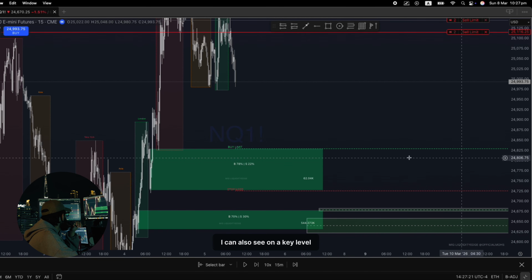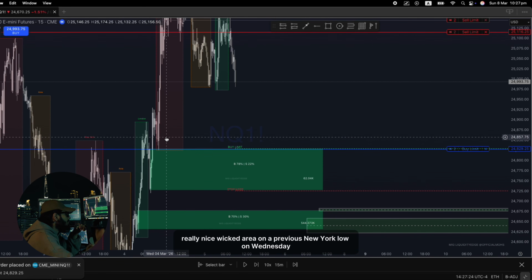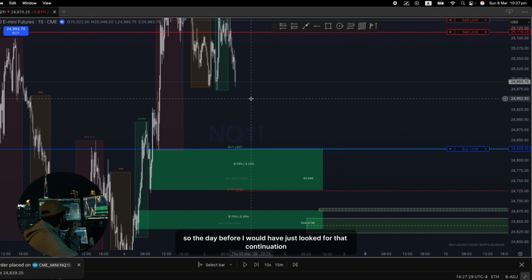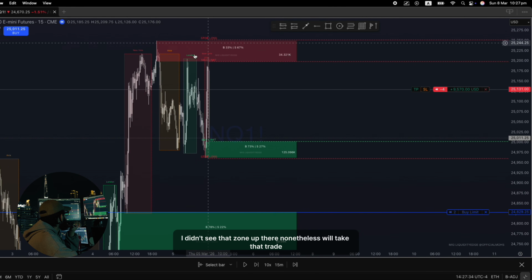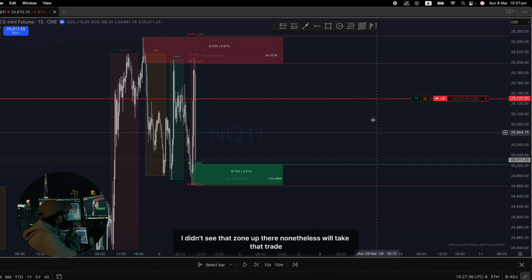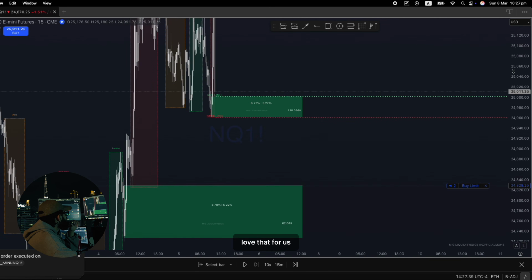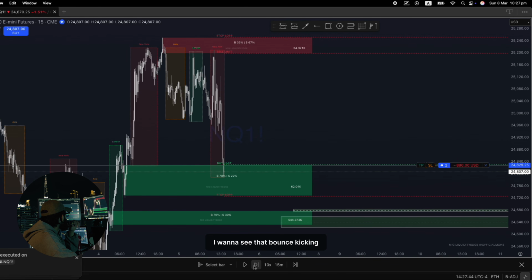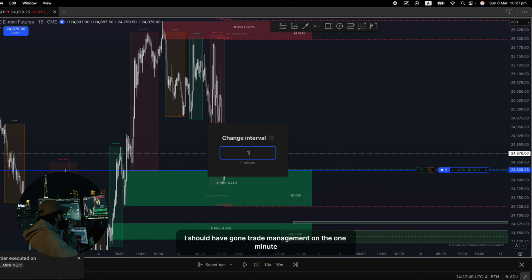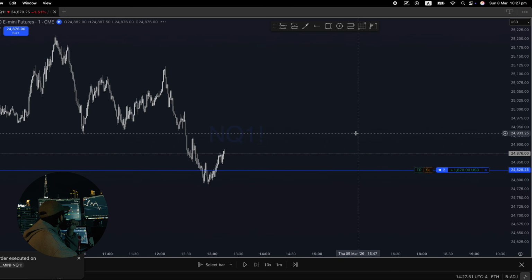I can also see on a key level, really nice wicked area on a previous New York low on Wednesday. This is Thursday, so the day before. I would have just looked for that continuation. Oh, I didn't see that zone up there. Nonetheless, we'll take that trade. Love that for us. I want to see that bounce kick in. There's our bounce. I should have gone trade management on the 1 minute.